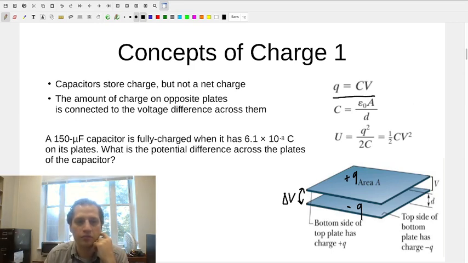A 150 microfarad capacitor is fully charged when it has 6.1 times 10 to the third coulombs across its plate. What is the potential difference across the plates of the capacitor? Well, you can always use Q equals CV, and you could go ahead and find that V equals Q over C, and then just plug in the numbers.